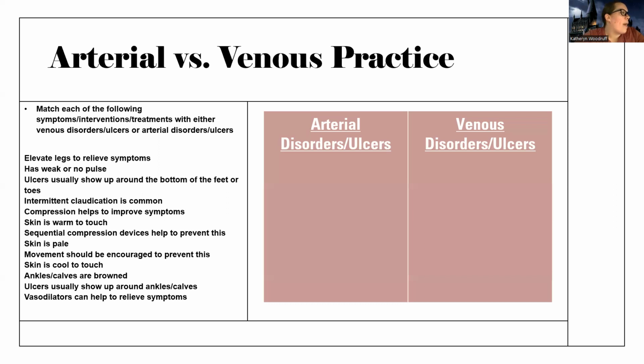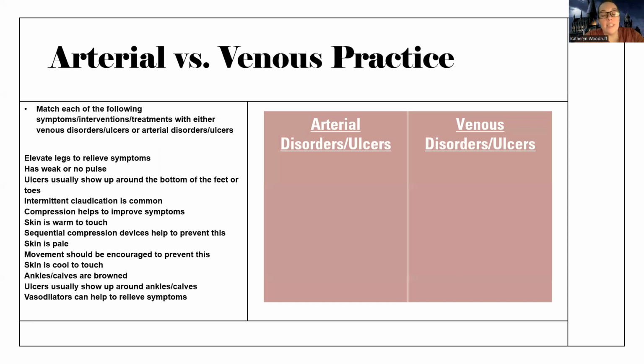Ulcers usually show up at the bottom of the feet or the toes. So you have to think about where the problem is. The problem in arterial is they're getting no flow to the toes. If they're going to have more ulcers around that area, that would make sense. So if I have a loss of flow issue to my feet, that's where I'm going to start to have the actual ulcers. That's where the problem is.